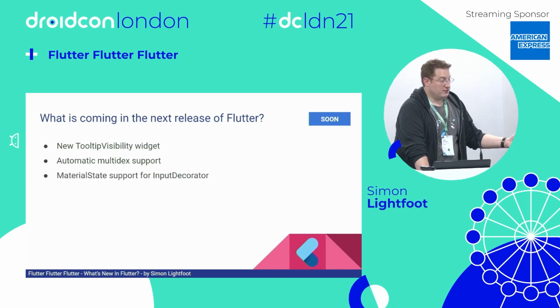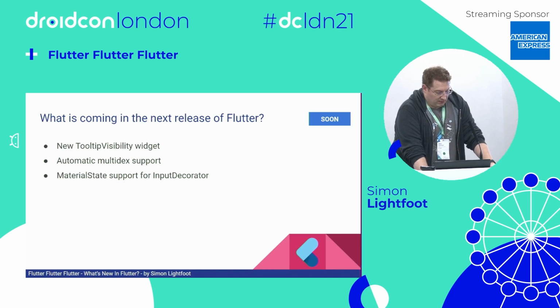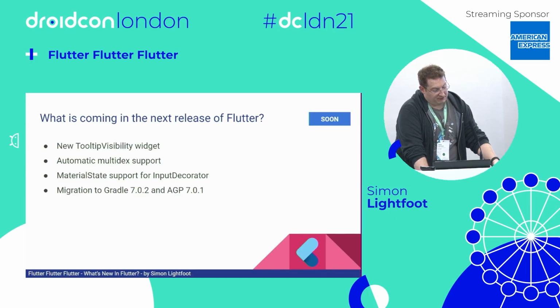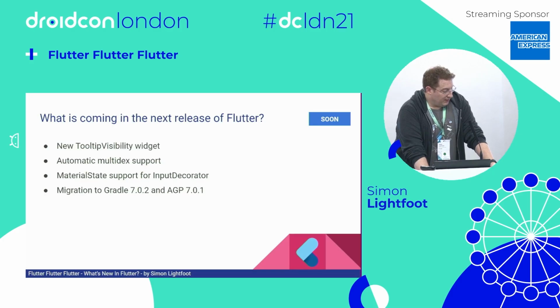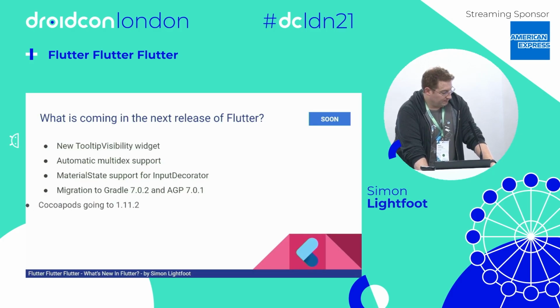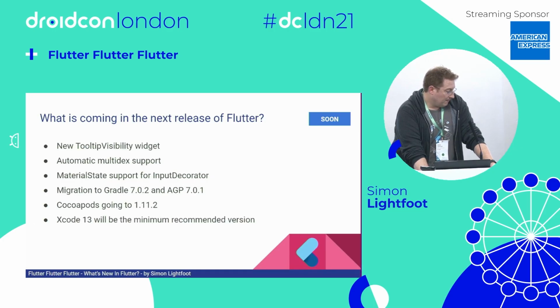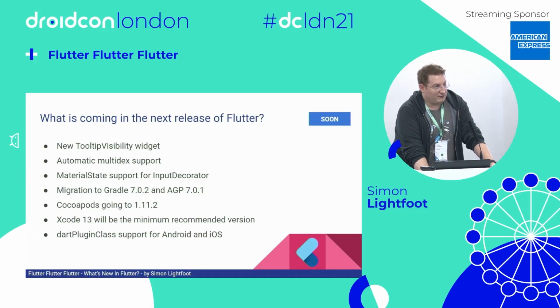Material State, that is the new Material You v3 support for input decorator. The library, the default packages and the tooling is migrating to Gradle 7.0.2, and the Android Gradle plugin is 7.0.1. CocoaPods is going up to 1.11.2. Xcode 13 will now be the minimum recommended version for your Flutter apps. This is a big one, I think, for quite a few people.